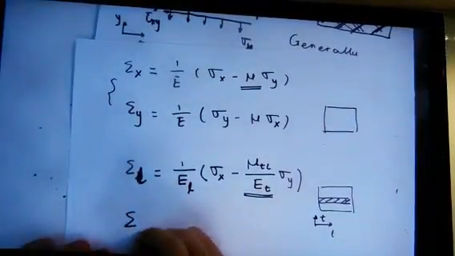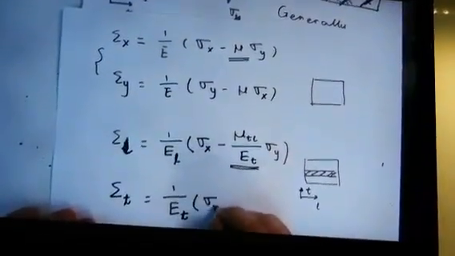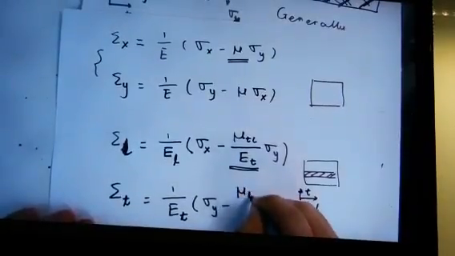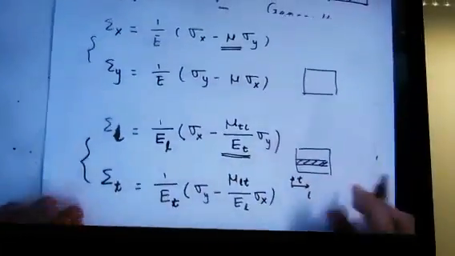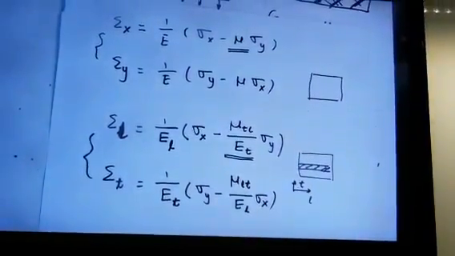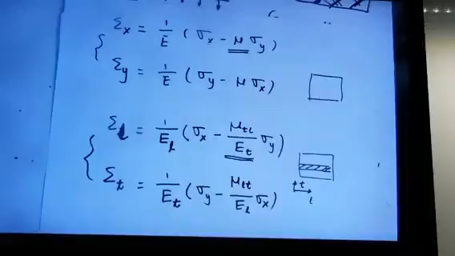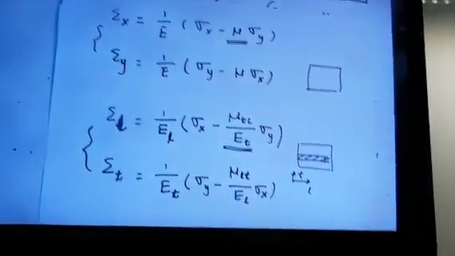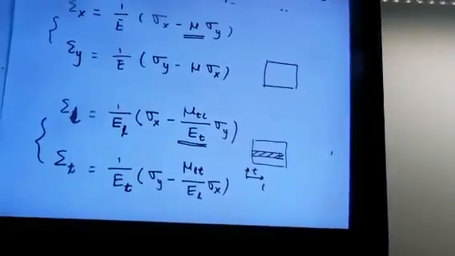And epsilon T, this one will be ET, sigma y minus mu LT divided by EL sigma x. Okay, this is the strain-stress relation for composites. Those two equations you have learned before. Hooke's law is for isotropic material, homogeneous material, one phase material. We have two phases, one fiber, one matrix. We have different modulus and different Poisson's ratio. So this is the strain-stress relation for composites.